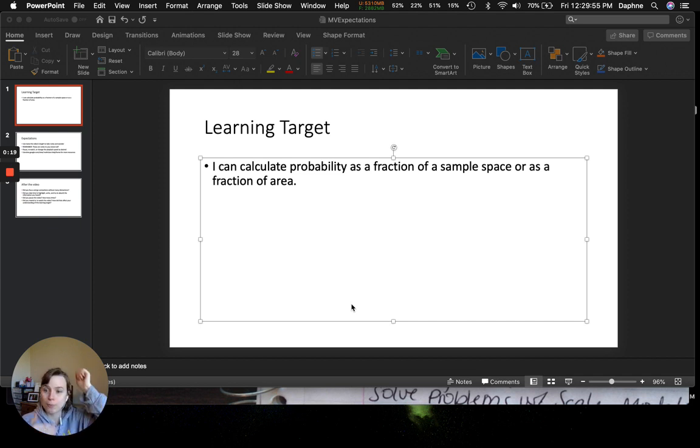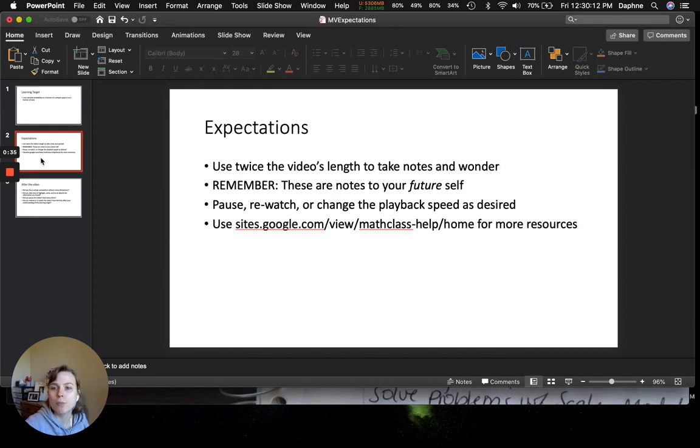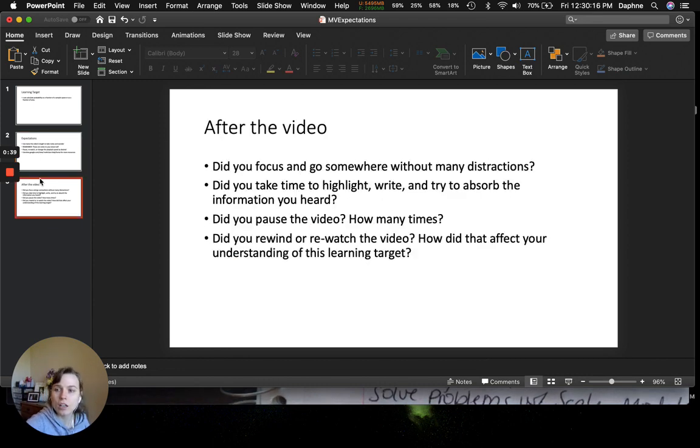Fraction: numerator, denominator. Sample space is the number of options or outcomes that happen or could happen. Or as a fraction of area, area is like a rectangle, the area is the space inside of it. So thinking about that, remember to pause, make sure your handwriting is legible, and let's get going.